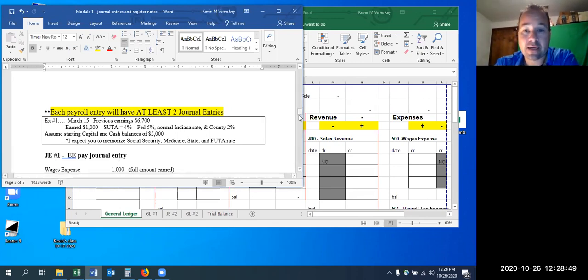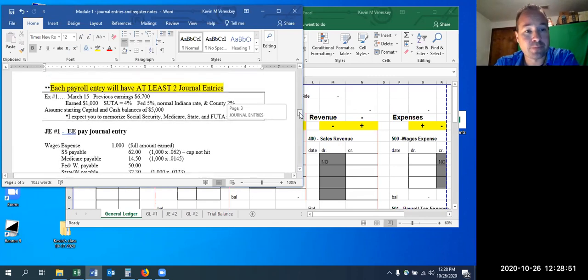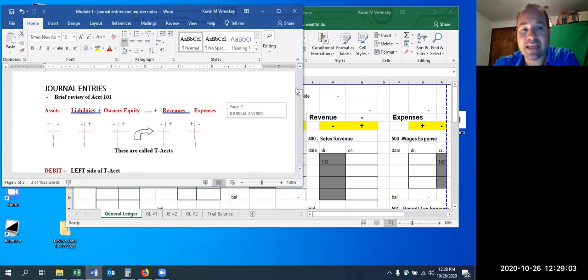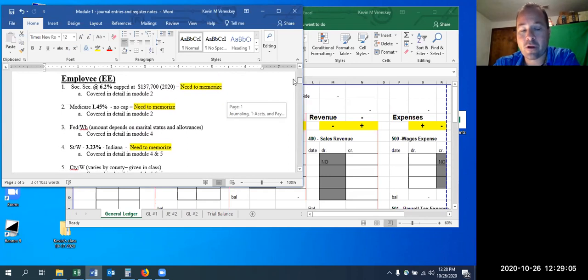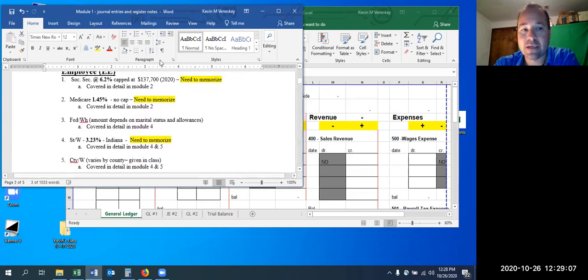All right, so for our example number 1, this is March 15th, so not very far into the year. Our previous earnings are $6,700. Now, you have to know that. You have to know what your previous earnings are to see if you hit any of the caps. So when we go back up here and look at the caps, there's only 3 that really are going to come into play. The first one is Social Security. We're nowhere near the cap.